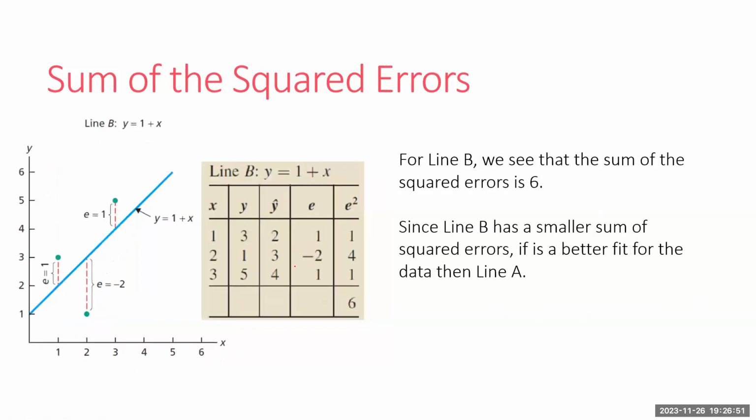If you look at line B, we had errors of 1, -2, 1. So we get squared errors of 1, 4, and 1. If we add those up, we end up with 6. So the sum of squared errors for this line is going to be 6. Since line B has a smaller sum of the squared errors, we are going to say that it is a better fit than line A. Not necessarily the best fit, but we know it's a better fit.